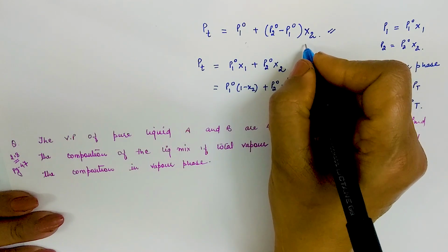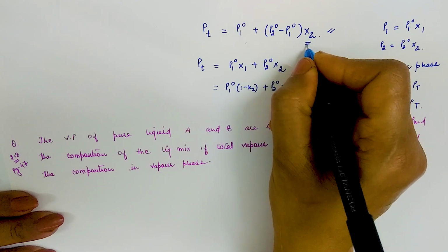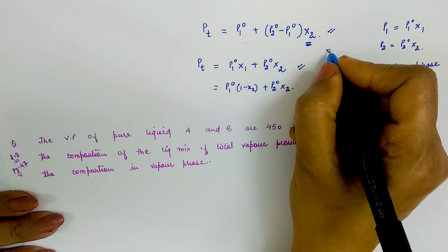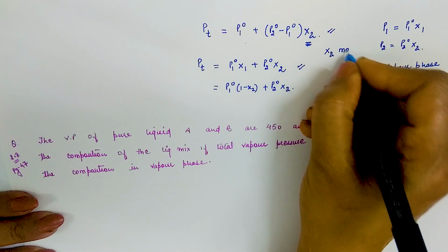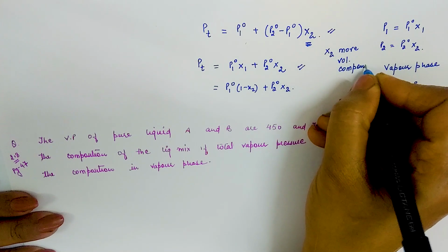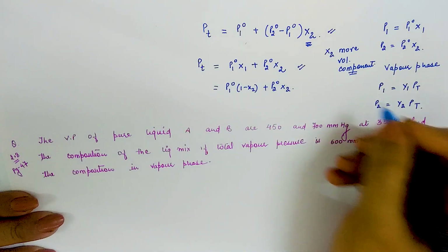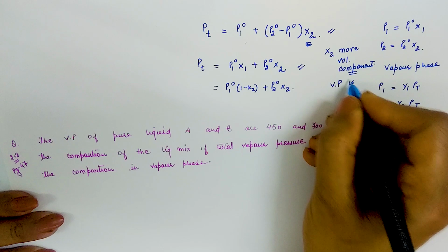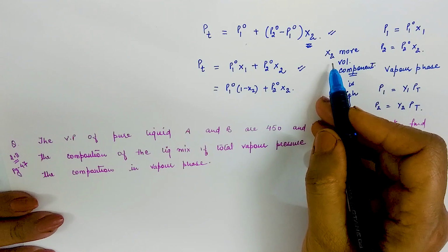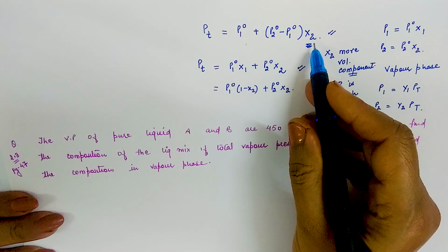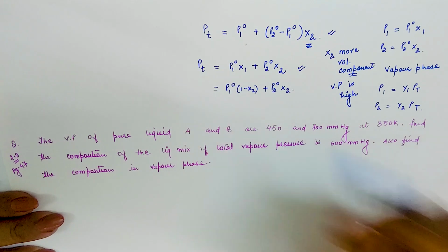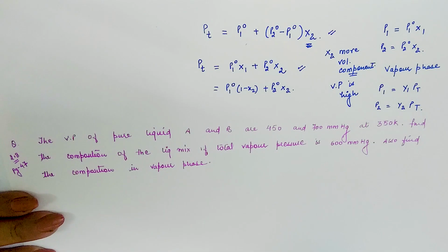Now here, children, I'll make it very clear. This X2, whose mole fraction you will take, when I solved the graph, I said that I am considering this X2 as the more volatile component. Now, how will you find which is more volatile? Whose vapor pressure is high. In the question, whichever vapor pressure is high, you consider it as more volatile, and that X2 you will use in the equation if you have to calculate the PT.